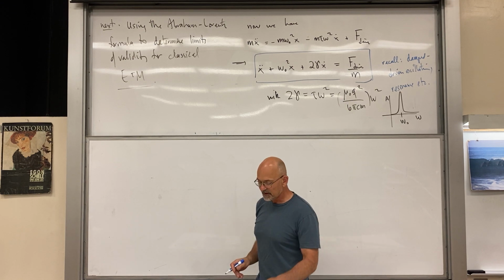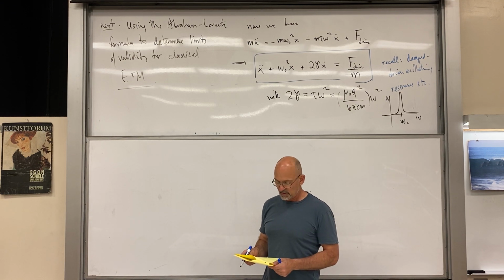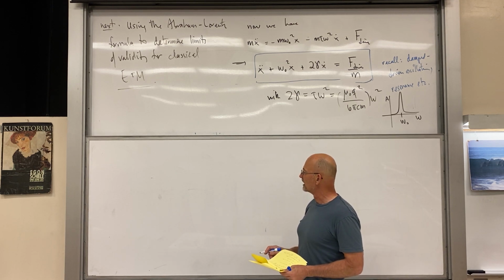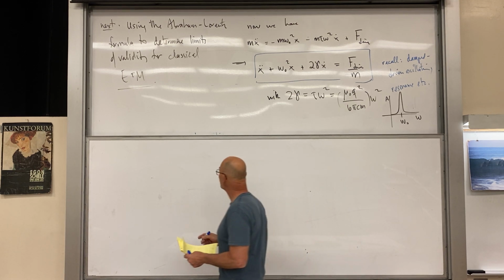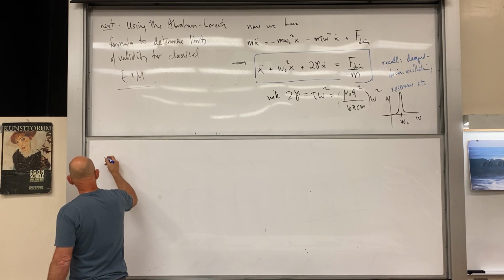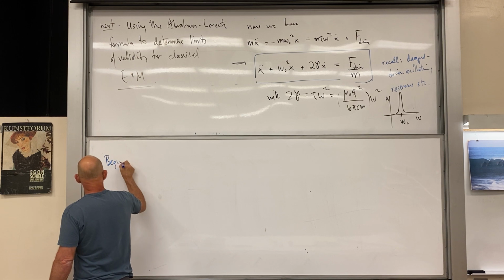Okay, so we're looking for the limits of validity. And so we're going to do a consistency criterion. So that's what we mean by limits of validity. So begin with the equations of motion.